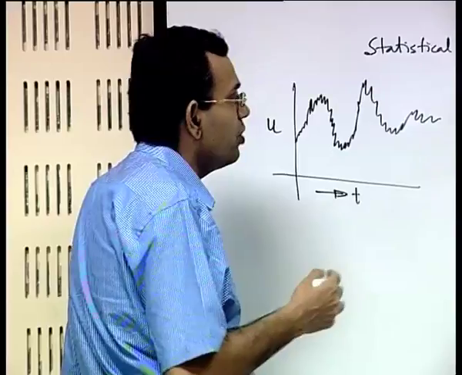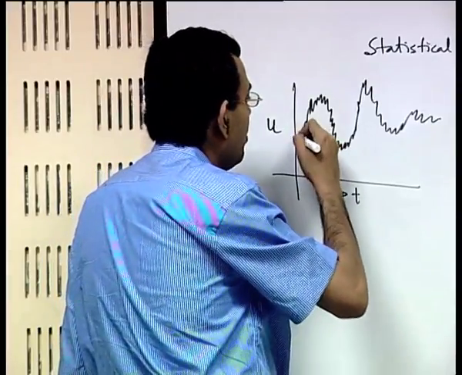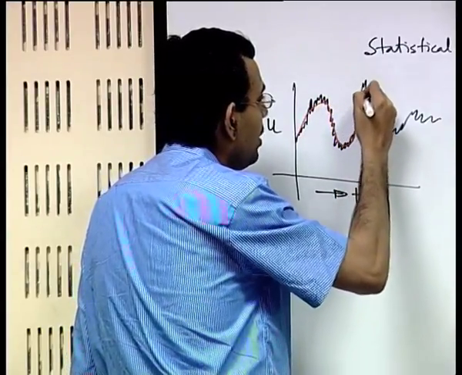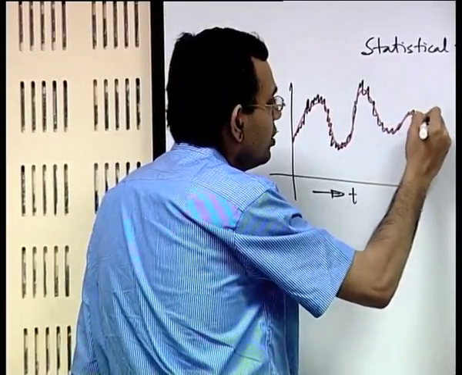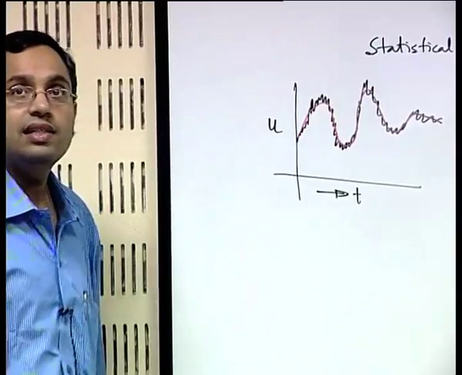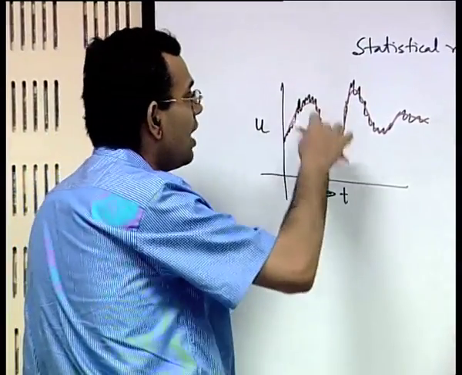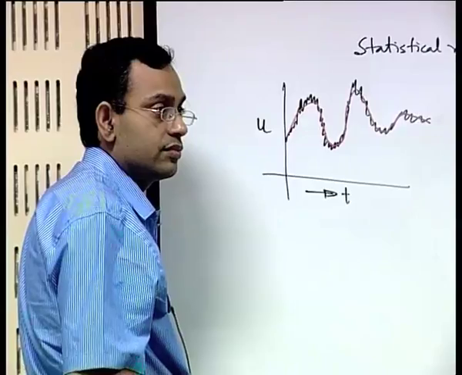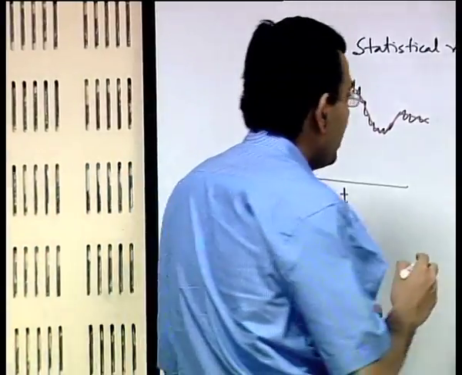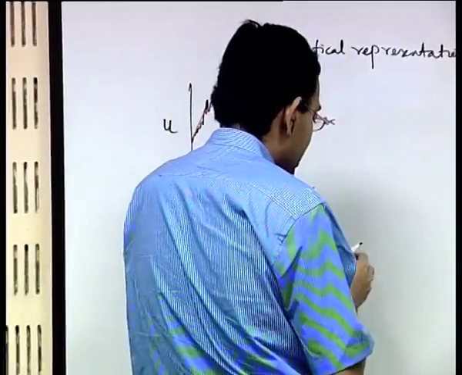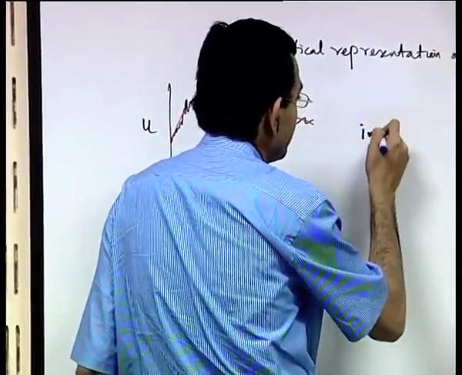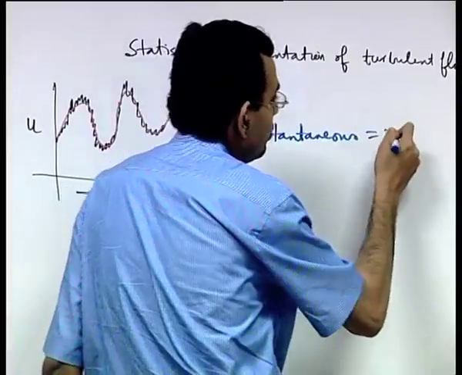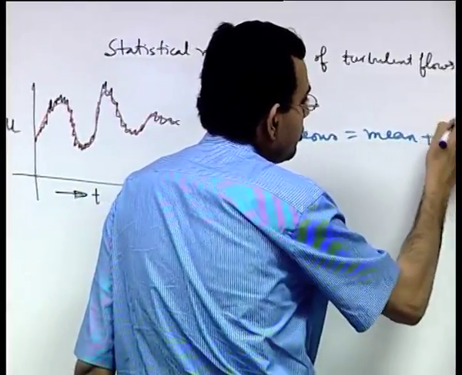Now, what you can do is, you can for the time being consider it as a superposition of a mean behavior and a fluctuation on top of that. So, this red line, let us say, is a mean behavior, and whatever fluctuates with respect to that is a fluctuation. So, we can write that the instantaneous quantity is equal to mean plus fluctuation.